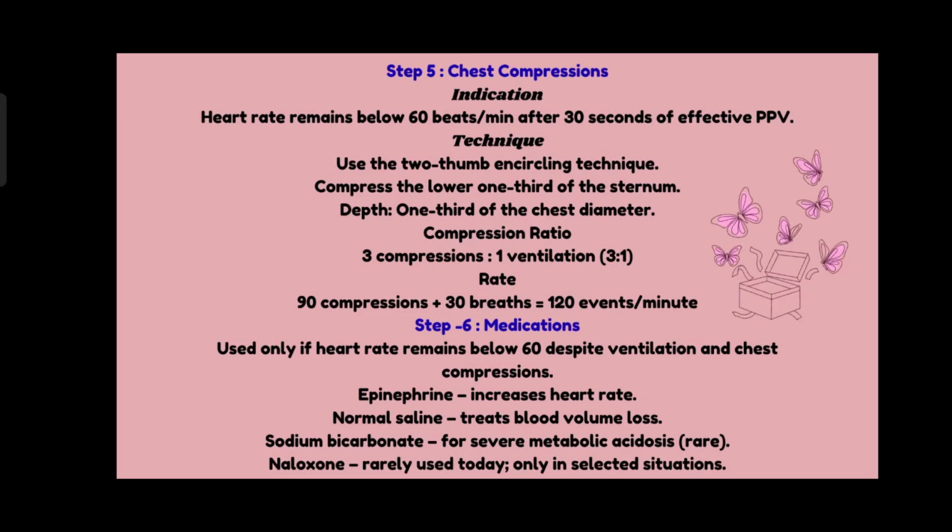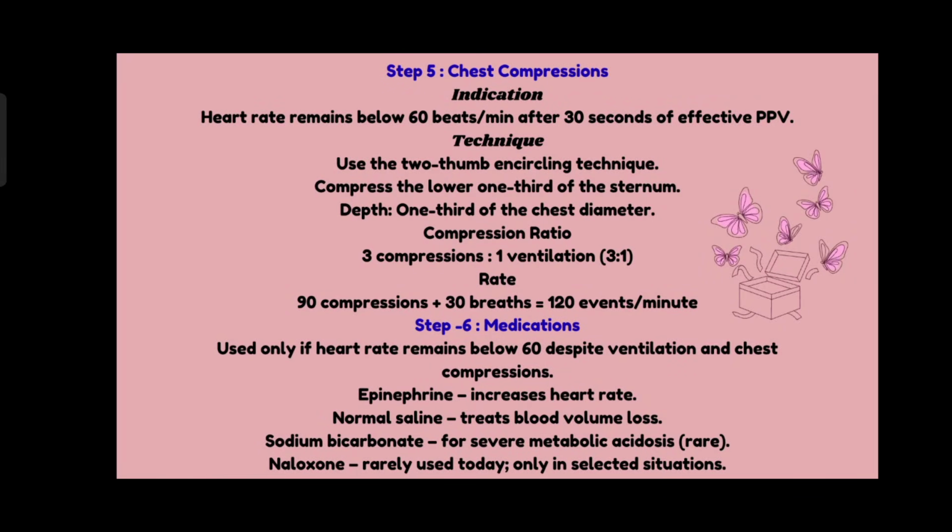The ratio will be 3 compressions to 1 ventilation. After giving 3 compressions, we should give 1 ventilation. The rate should be 90 compressions plus 30 breaths, so 120 events per minute. Like this we give the chest compression.